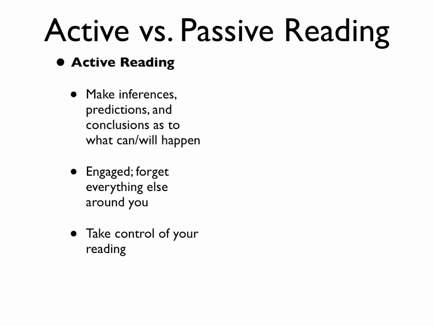Active reading. If you read actively, you're able to make inferences, predictions, and conclusions as to what can or will happen. You're engaged in your reading, whether it be a novel, a poem, a magazine article, even a news article through the internet or through a newspaper. You tend to forget everything else around you. And if you're an active reader, you're able to take control of your reading.